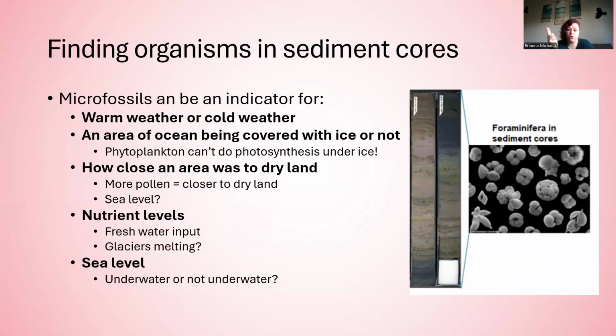How close was an area to dry land? So again, what was sea level like? Was sea level lower, and so the ocean was further away from this point, or was sea level higher, and so the ocean was closer to that point? What were the nutrient levels like? And an overall sea level as well. So all the biological stuff can give you all these kinds of really cool clues. For example, if you find little phytoplankton shells, that means that area at that time period was underwater, right? Because that's the only way you're going to get phytoplankton shells.